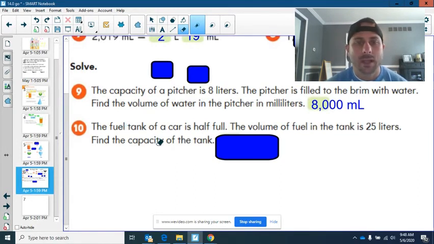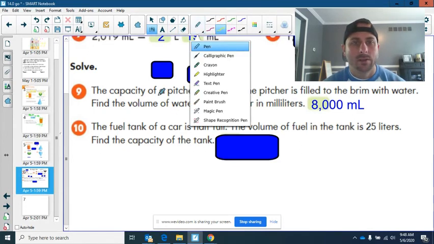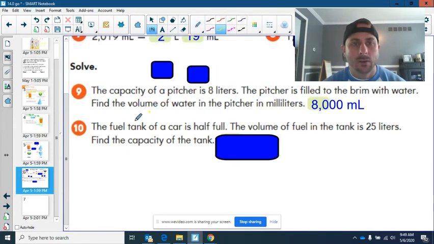The next one, a fuel tank of a car is half full. The volume of the fuel tank is 25 liters. Find the capacity of the tank. Well, let's break that down. Read a little, do a little. Let's reread that first sentence. The fuel tank of the car is half full. All right, so if I did my draw and I just make this the tank, maybe I'll go 3D.